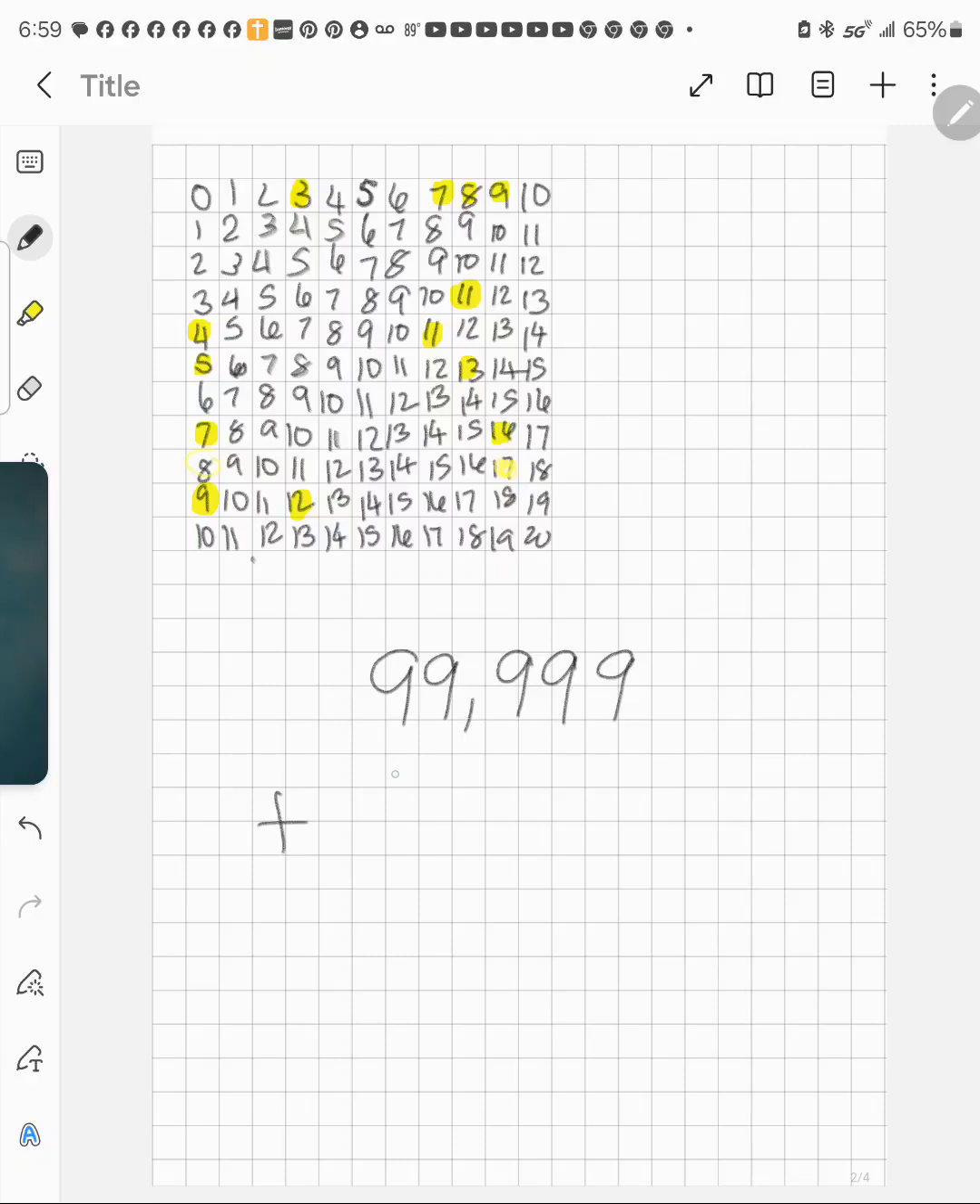99,999 plus 55,777. So obviously, you're going to have to regroup for all of these here, because all of them are going to be more than 10, or more than 9.